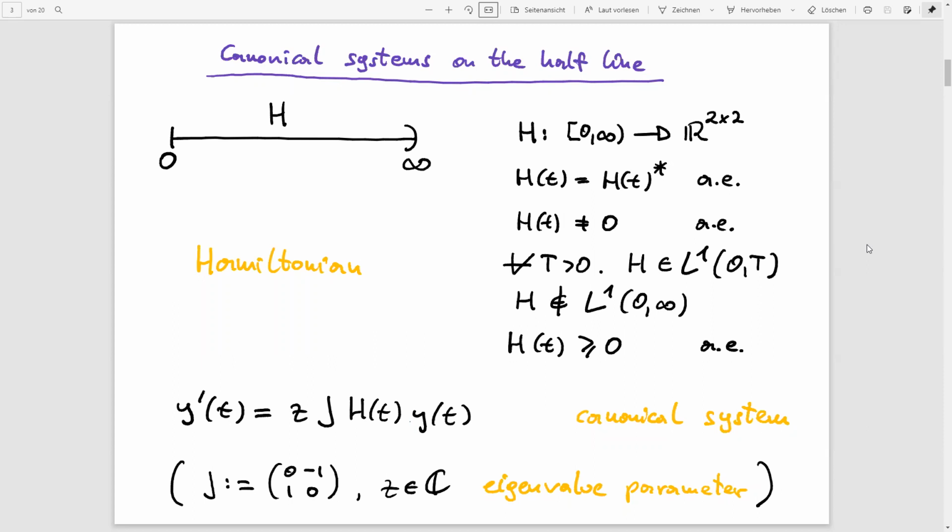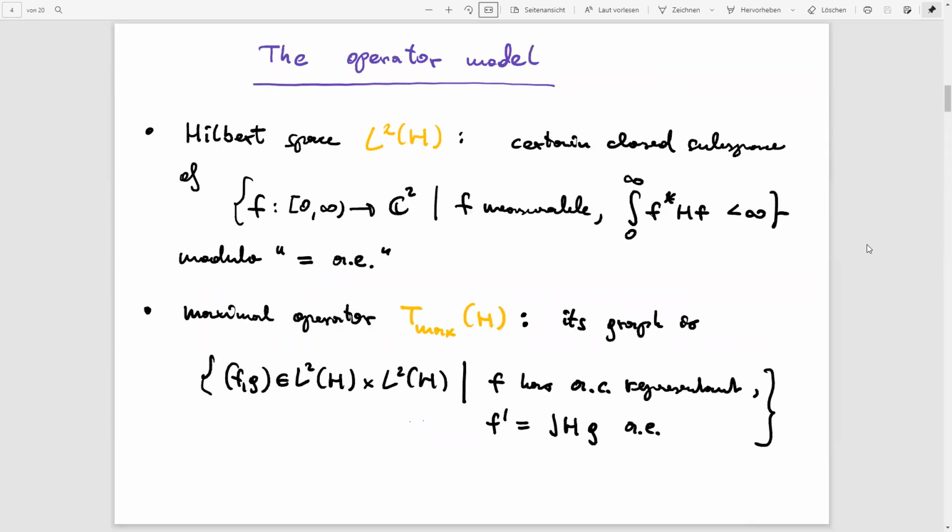Now, with such an equation, we have associated an operator model, and it consists of several ingredients. Like usually, if you have a differential equation, you associate an operator. So we build the Hilbert space. It's not in the straightforward way, but also not far from that. We call it L2 of h. The Hamiltonian is given, and then we look at the usual L2 space with the measure h of t dt, with this matrix measure. These are all measurable functions such that that integral here is finite. Remember that h is positive semi-definite, so this is always a non-negative integrand.